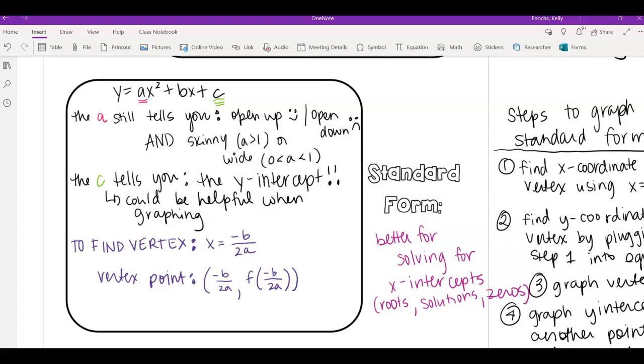I think vertex form is easier to graph. The vertex is already there for you, it's less work. However, standard form is going to be better for solving.